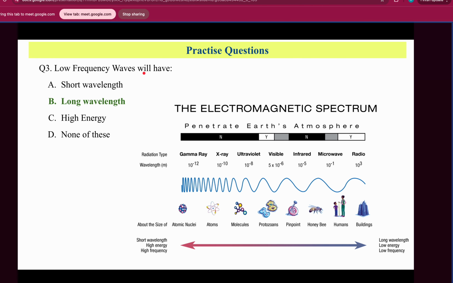We have already discussed that if there is low frequency, which means they have long wavelength, because the relationship between the frequency is that frequency tells you how many oscillations are taking place in 1 second. So one oscillation means one wavelength. So that's why if the frequency is low, that means wavelength is very long.